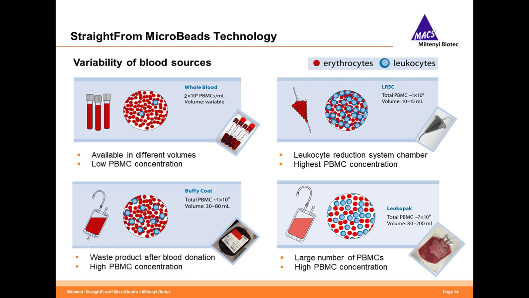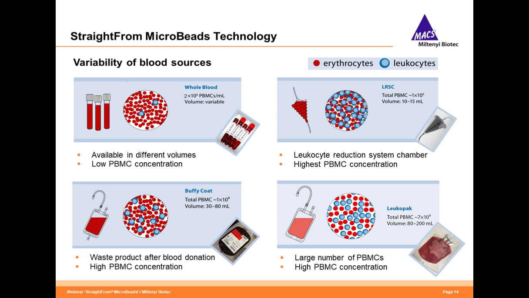So, just a short overview of the different cell sources. There are 4 main sources which differ in their concentration of PBMCs in blood. For whole blood, the volume for sure is variable. You have a low PBMC concentration. Buffy coat normally comes in a volume of 30 to 80 ml, depending on where you get your samples from. It has a relatively high PBMC concentration and is a waste product after blood donation. Leukocyte reduction chambers come from platelet apheresis. These samples, for example, have the highest concentration of PBMCs at a very small and highly dense volume, most of the time between 10 and 15 ml.